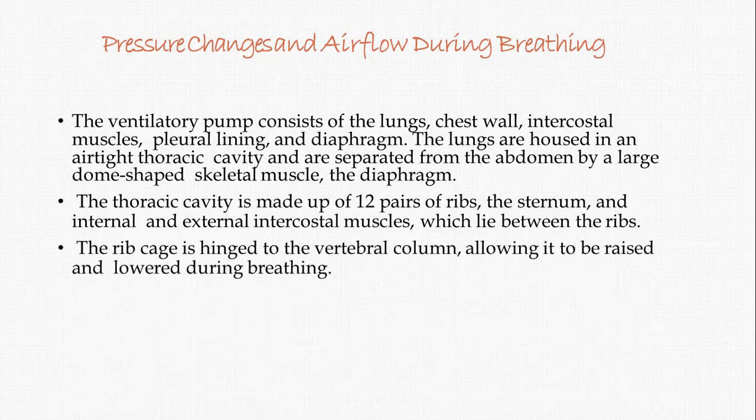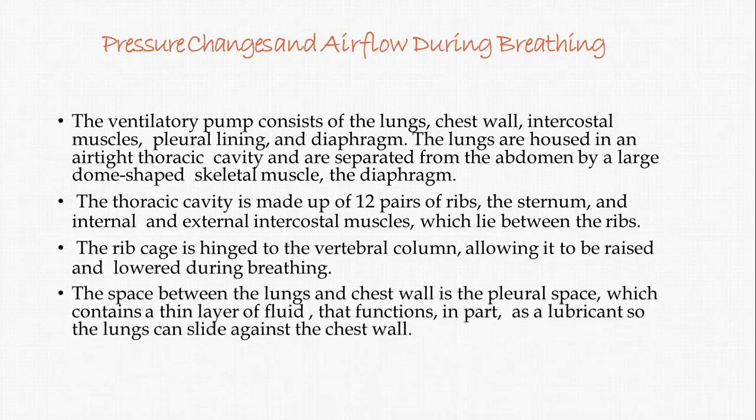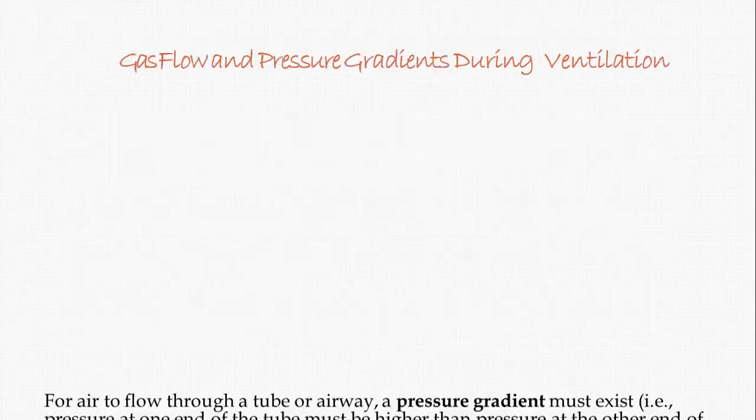The rib cage posteriorly is joined by a joint to the vertebral column, and this allows movement of the rib cage, either raised or lowered, during the process of breathing. As we have discussed, there is a tiny space, the pleural space, with a tiny amount of pleural fluid, which has the function of a lubricant so that the lungs can slide against the chest wall. So this complete structure contributes to the process of ventilation.